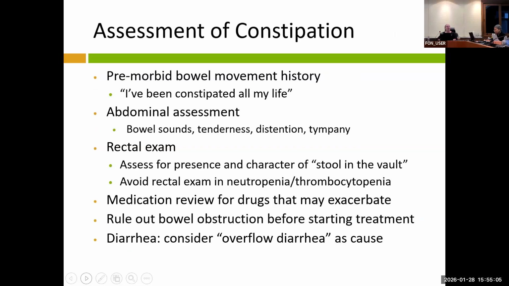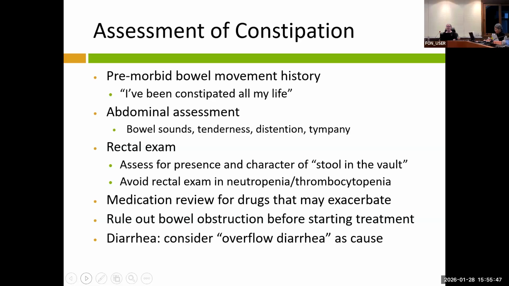So in summary, there is a lot of good reasons why the rates of constipation are so high in our cancer patients and why we have to be attending to this. So as I said before, what you want to do is find out what their normal history is, because if they say I've been constipated all my life, okay, then you know that they have a tendency for it. So that's number one. When you do your assessment, find out what's normal for them.